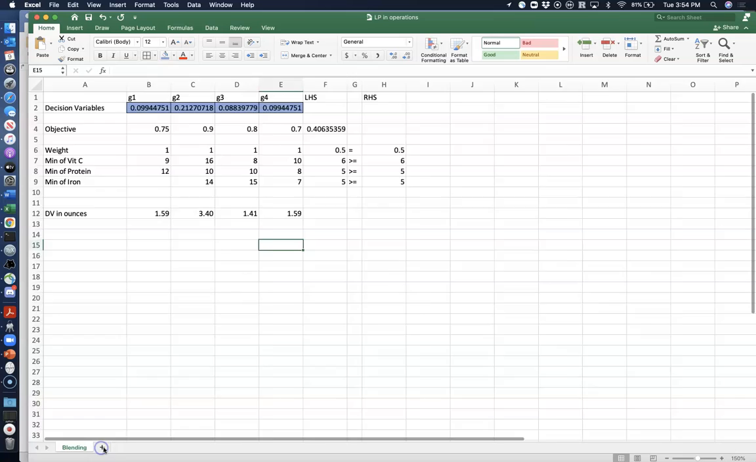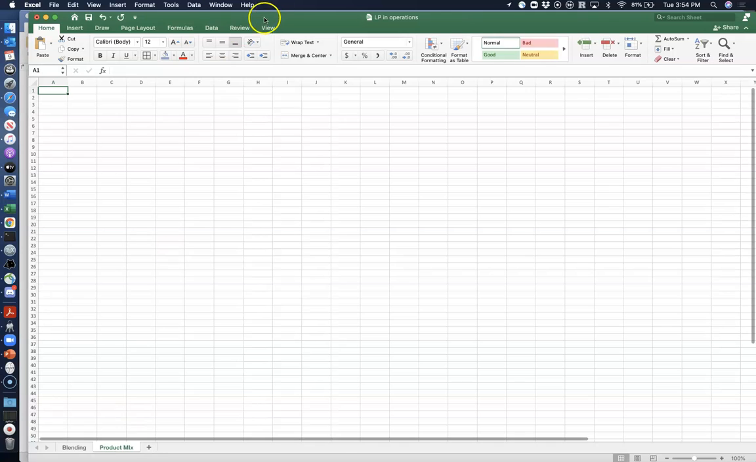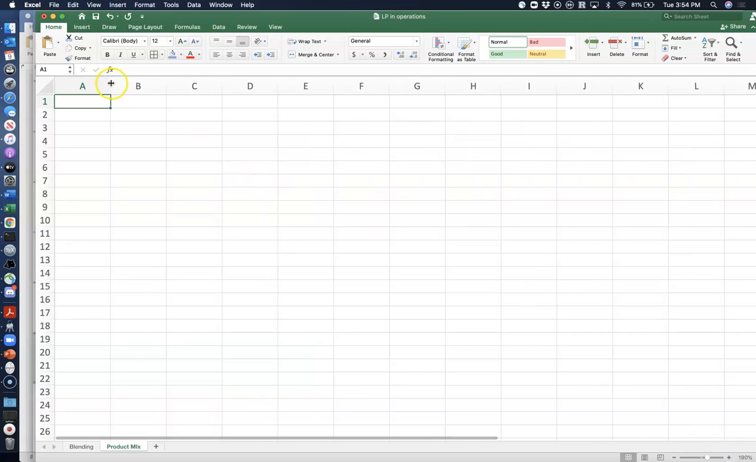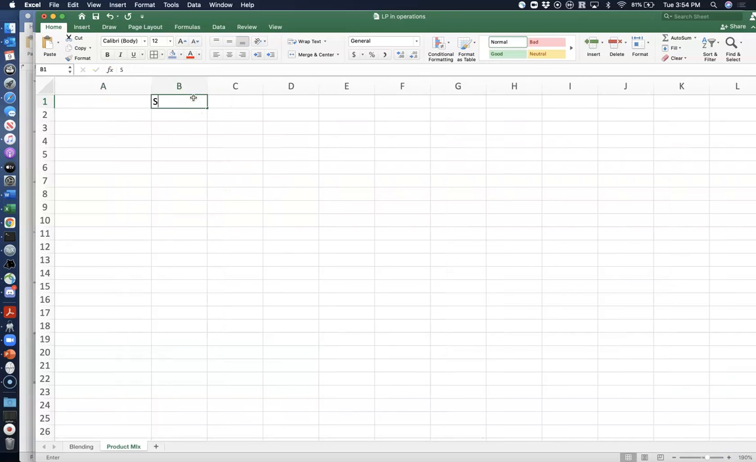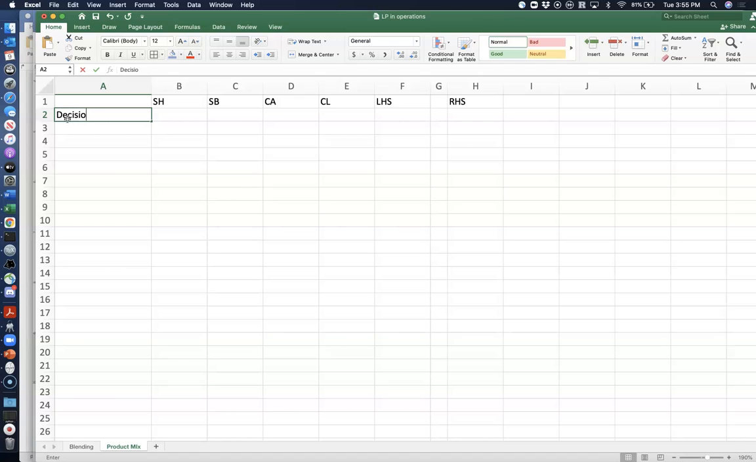Opening up solver. This is the product mix problem. 4 decision variables here. I'm going to make this much bigger. Okay. So Speedhawk, Silverbird, Catman, and Classy. Decision variable. Oh, of course, left hand side and right hand side. Right, so these are my 4 decision variables right here.